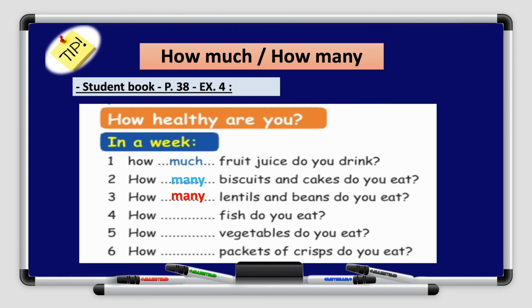Excellent. How many lentils and beans do you eat? 4. Good job. How much fish do you eat? And 5. How many vegetables do you eat? Here you can count the vegetables. And the last one. How many packets of crisps do you eat? And here you can count the packets.